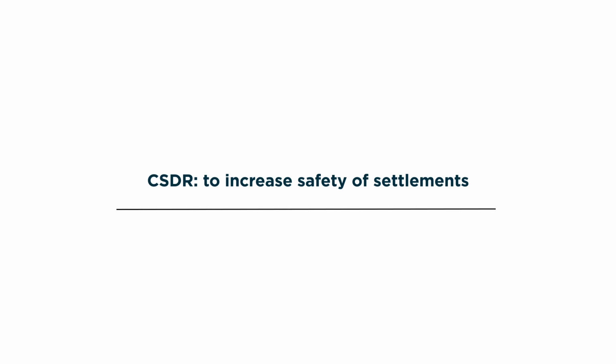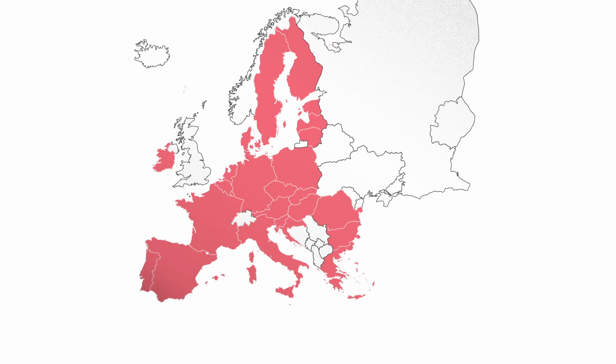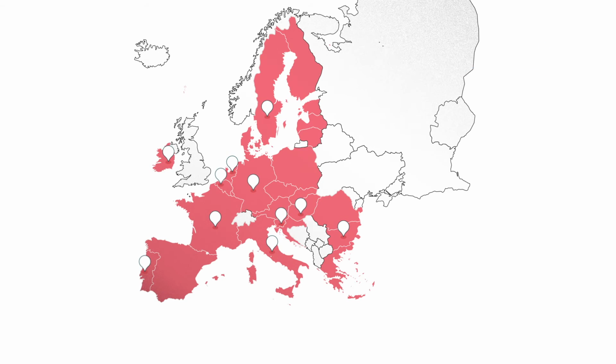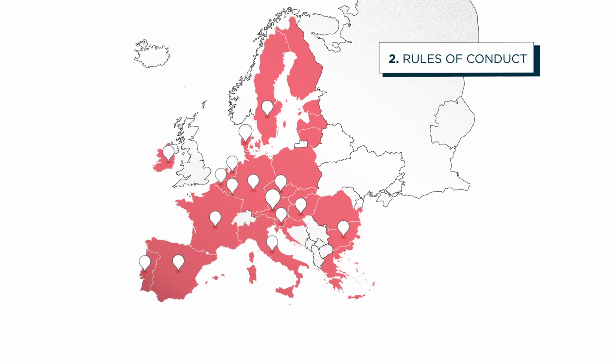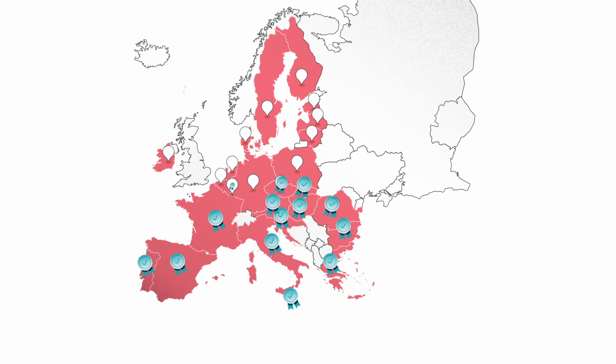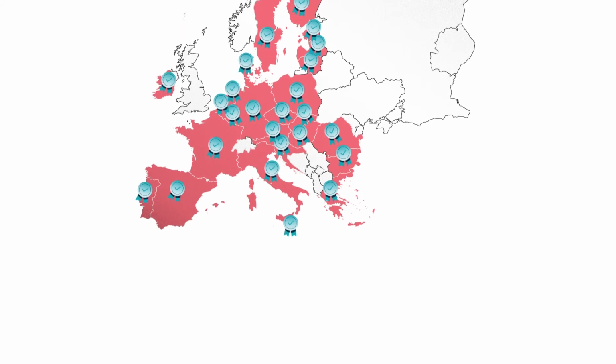And it accomplishes that in three main ways: setting out uniform obligations on the settlement processes for all CSDs in Europe, setting out a series of conduct rules that all CSDs have to comply with, and defining requirements to govern the access to CSDs by other market participants. CSDs will have to obtain an authorization to ensure they comply with CSDR provisions.